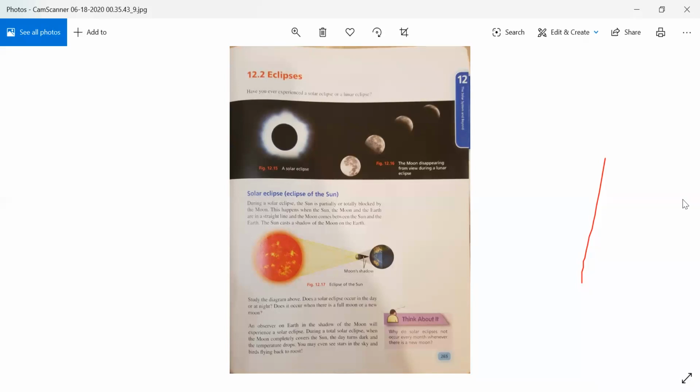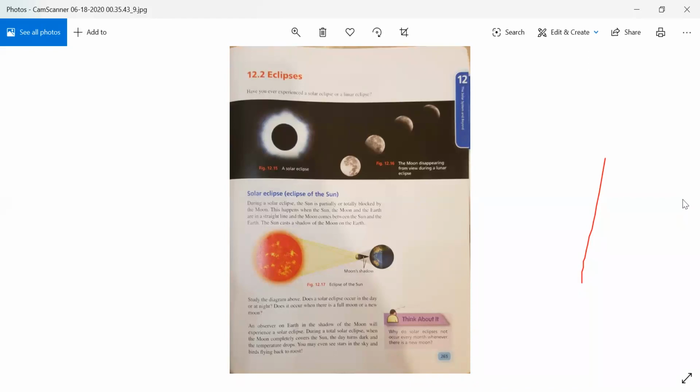Does it occur when there is a full moon or a new moon? An observer on Earth in the shadow of the moon will experience a solar eclipse. During a total solar eclipse, when the moon completely covers the sun, the day turns dark and the temperature drops. You can see stars in the sky and birds flying back to roosts.